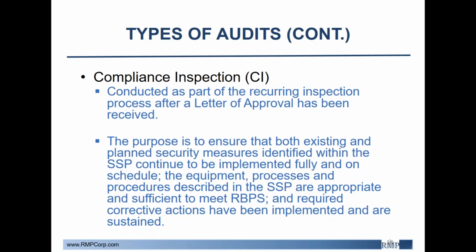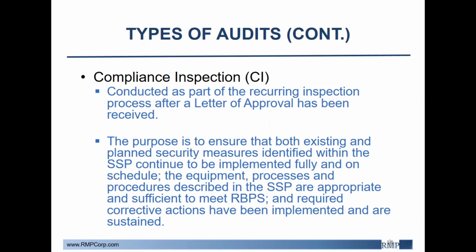Compliance inspections are conducted as part of a recurring inspection process after the letter of approval has been received. The purpose is to ensure that both existing and planned security measures identified within the SSP continue to be implemented fully and on schedule, the equipment, processes, and procedures described in the SSP are appropriate and sufficient to meet RBPS, and required corrective actions have been implemented and are sustained. So as I said earlier, these audits will potentially be performed as often as once a year, so it is good to be prepared and organized.